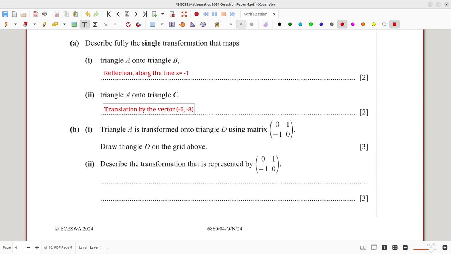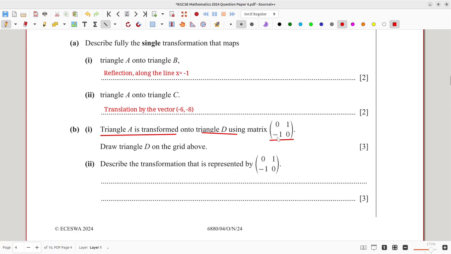Transformation matrices. Wow. This might look somewhat difficult for most of you, but let me try to simplify this. They are telling you that triangle A is transformed onto D using this matrix, which means each vertex of the triangle is being multiplied by that matrix to find the corresponding image. Let's try to find the corresponding images for this one now.